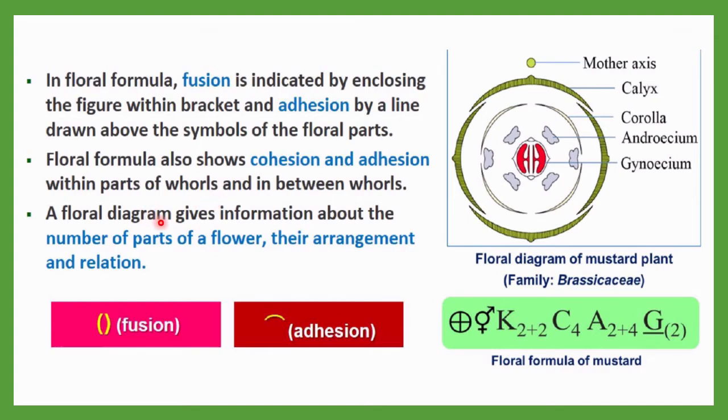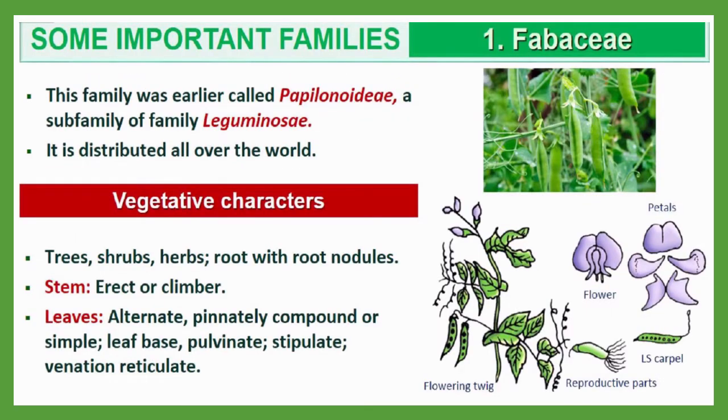A floral diagram gives information about the number of parts of a flower. Number of parts are indicated here, and also their arrangement and relation. So this is the definition: what is a floral diagram? It gives information about the number of parts of a flower, and their arrangement and relation are also indicated. So students, in our syllabus there are three different families which we have to discuss in detail. Let us start with the Fabaceae family.